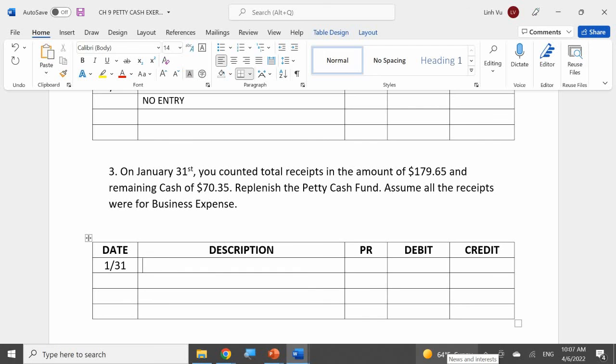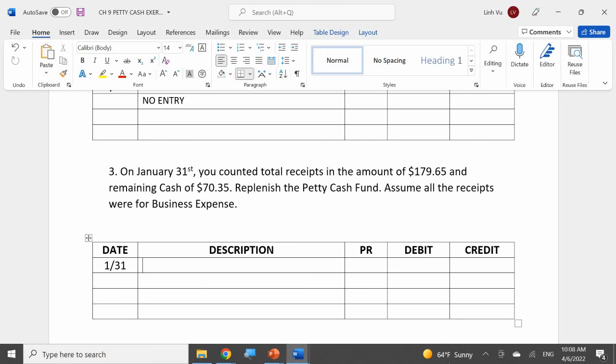So how do I replenish the money in my petty cash drawer? Okay. In essence, how do I put the money back into the petty cash drawer? Because right now I only have $70.35. You pay what you owe. Well, in this case, this isn't a credit card. But you're going to pay for the amount that you used.